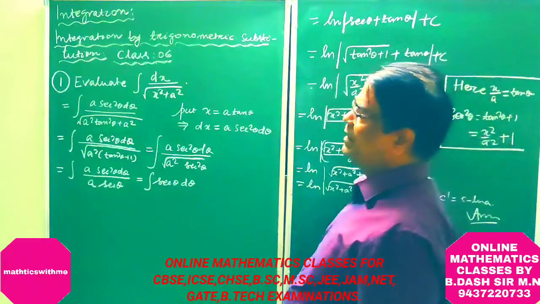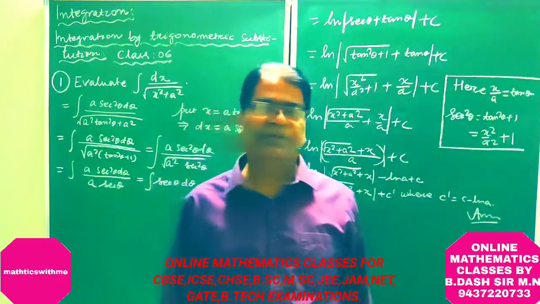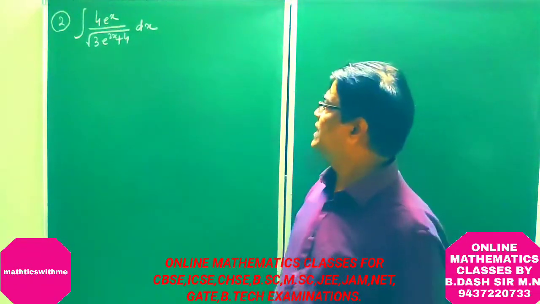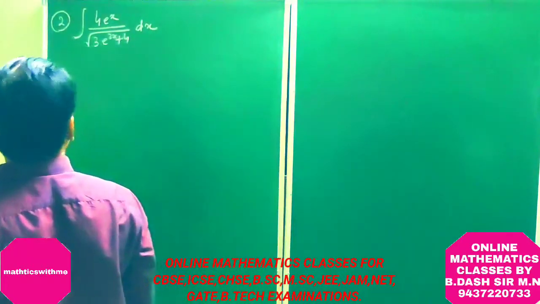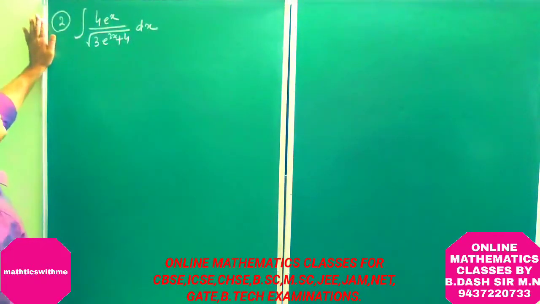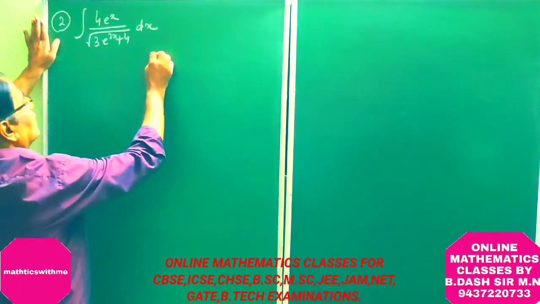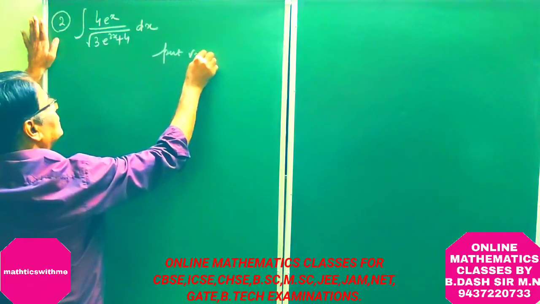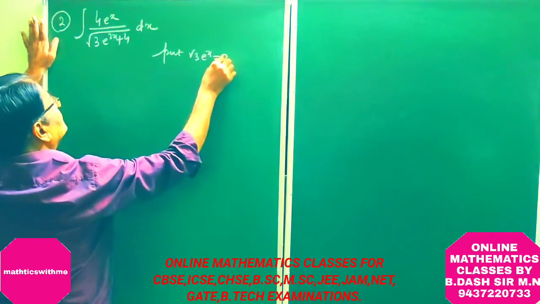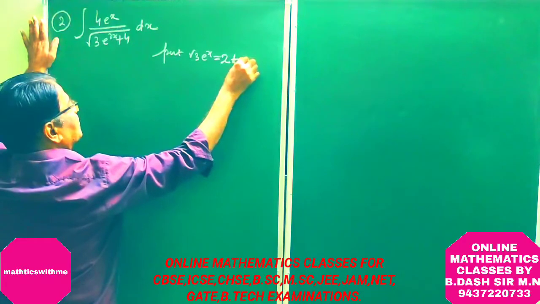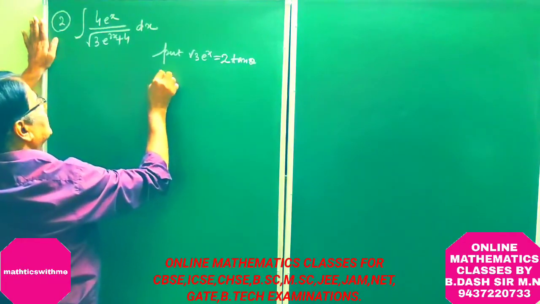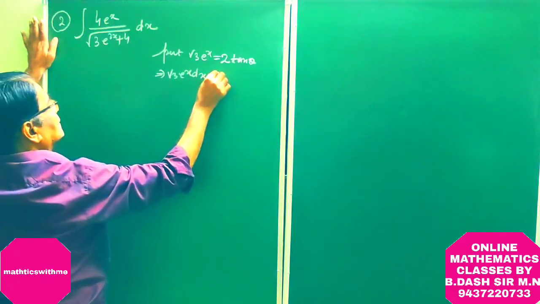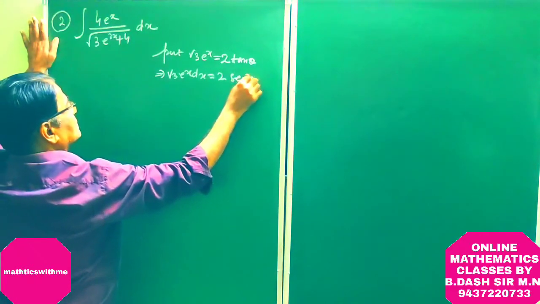So our first problem is solved. Let us proceed to solve the next question. Our next question is the integral of 4 e to the power x by root over 3 e to the power 2x plus 4 dx. In order to solve this integral, put root 3 e to the power x is equal to 2 tan theta. So this implies root 3 e to the power x dx is equal to 2 sec square theta d theta.